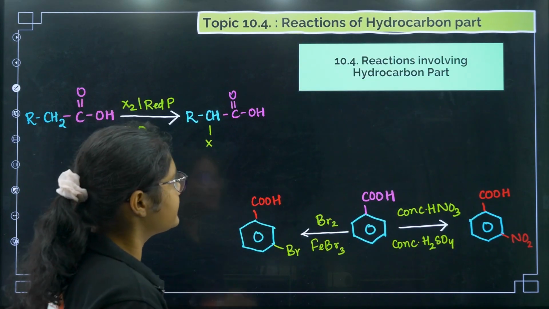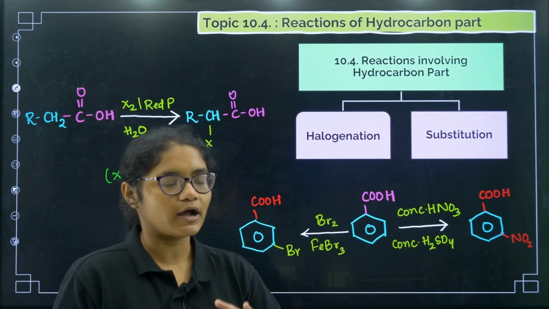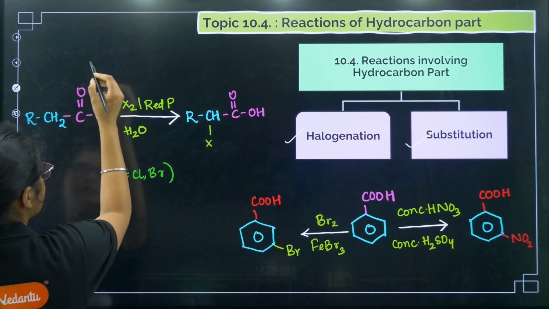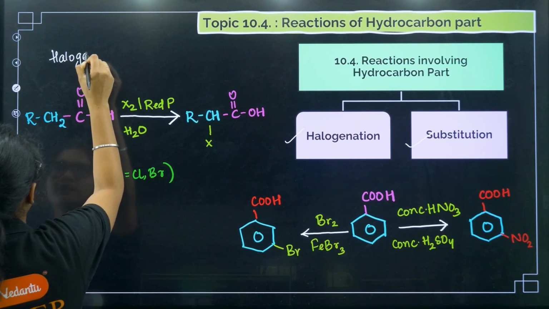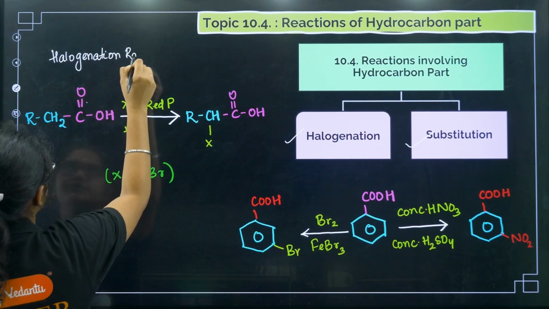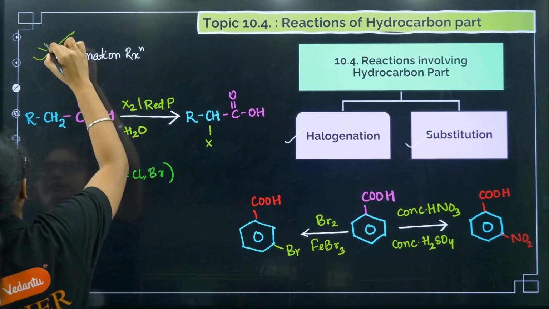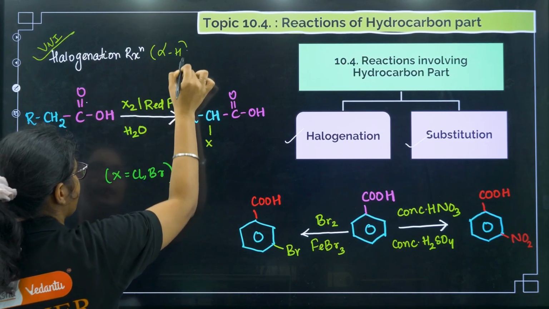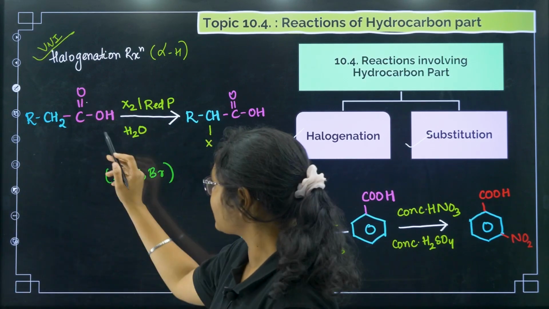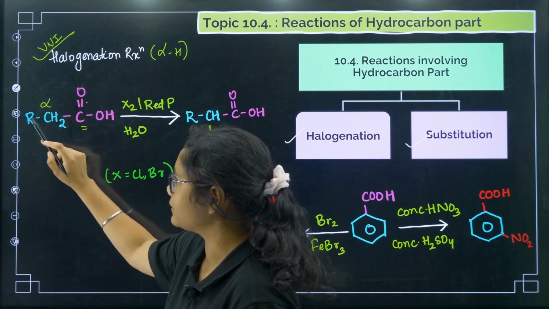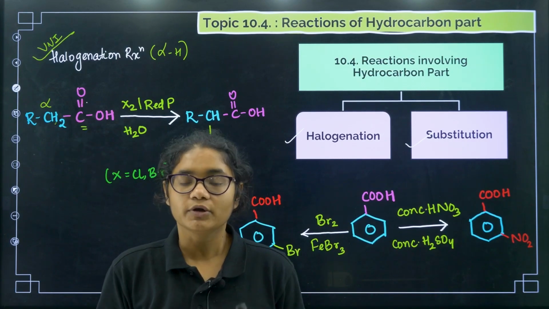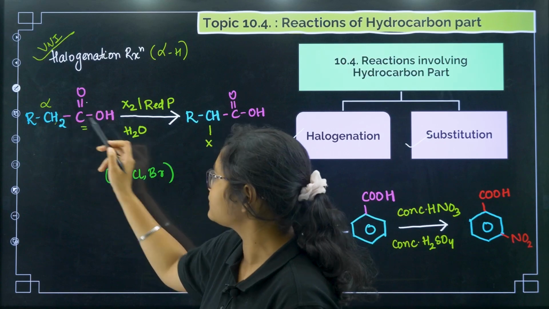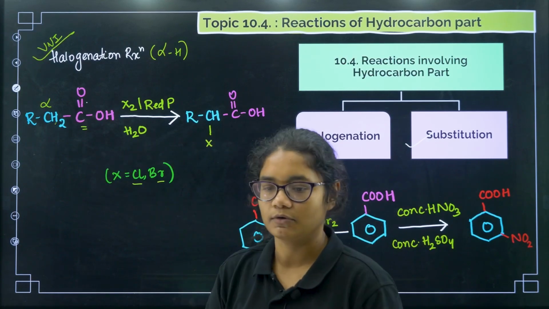Okay, so next, coming to the reactions involving the hydrocarbon part. Under the hydrocarbon part there are two reactions, that is halogenation and substitution. Now the first one, halogenation reaction. This is a very important reaction. Halogenation happens in those carboxylic acids where alpha hydrogen is present. Now what is this alpha hydrogen? The carbon next to the carbon having the functional group is the alpha carbon, and this hydrogen is called the alpha hydrogen. In those acids where there is alpha hydrogen, if you react it with X2 in presence of red phosphorus, this hydrogen is replaced with X. What can X be here? Chlorine or bromine can be taken.